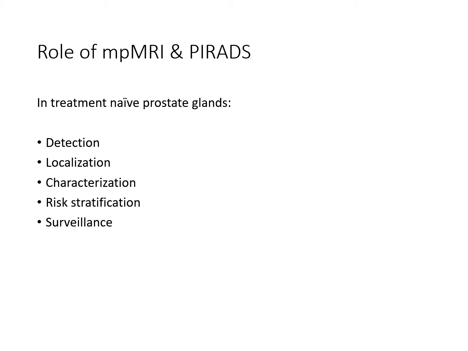How do we use these tools? So we've got the fancy MRI now, we've got the PIRADS scoring system. Well, we can use it throughout. It should be in the context of prostate glands which have not been treated. Then you can apply the scoring, and then we can use it to detect, localize, and characterize the lesions, and that can also help us to stratify risk for patients. We may also use it for active surveillance as well in the right context.